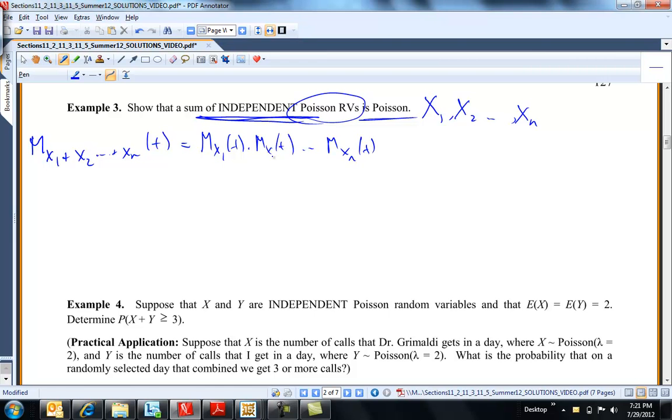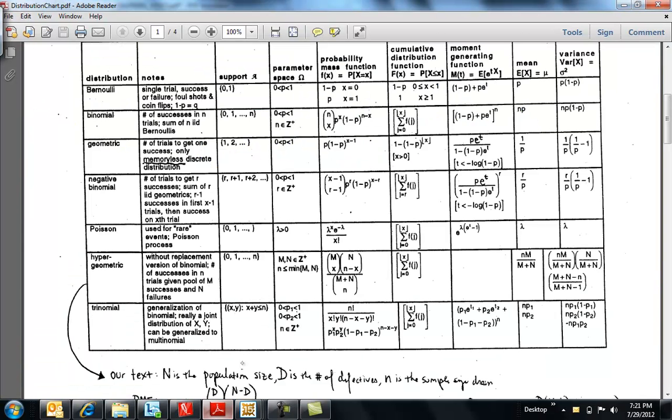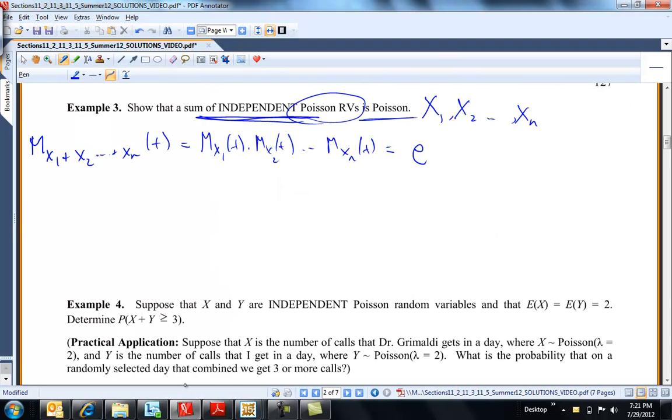So now I have to remember the moment generating function for a Poisson, which of course I must admit I do not memorize everybody's moment generating function. This is e to the lambda (e to the t minus 1). So this is e to the lambda 1 (e to the t minus 1). I'll let lambda 1 be the parameter for X1, lambda 2 for X2, lambda n for Xn. Okay, so this is times e to the lambda 2 (e to the t minus 1) times e to the lambda n (e to the t minus 1).